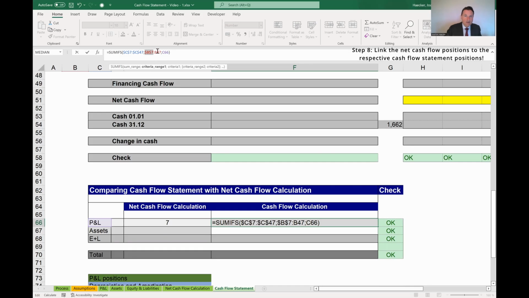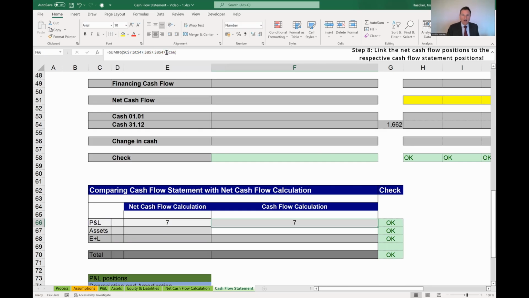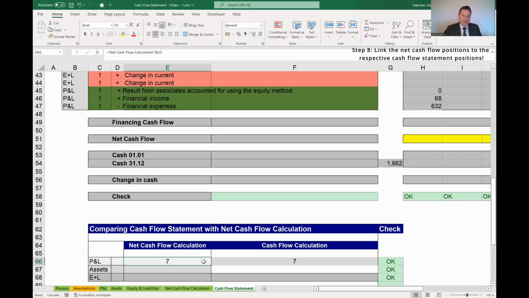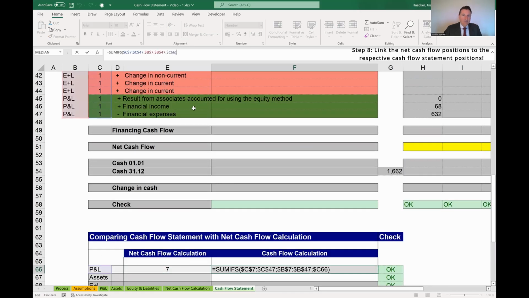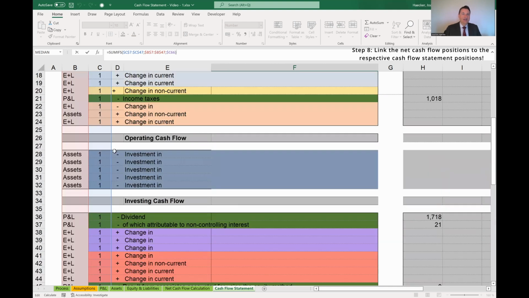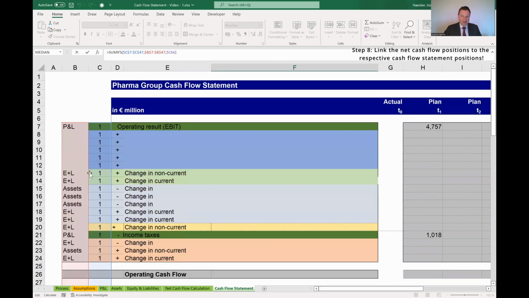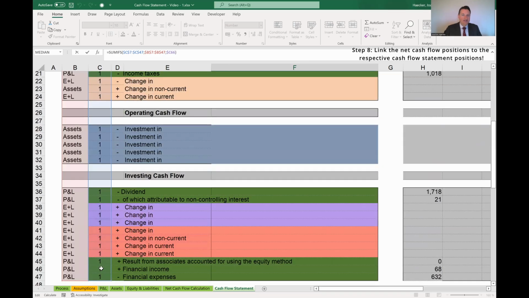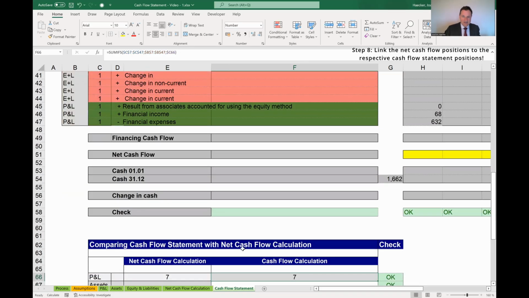Here the dollars, so I can pull it down in a minute. And C66, I just plug in a dollar here. So here we go. I checked P&L 7 in the net cash flow calculation. In my cash flow calculation, the SUMIFS formula gives me the respective positions and adds them all up, and it says also 7 being used. Okay, tick the box. Now we are moving forward to the equity and liabilities side.